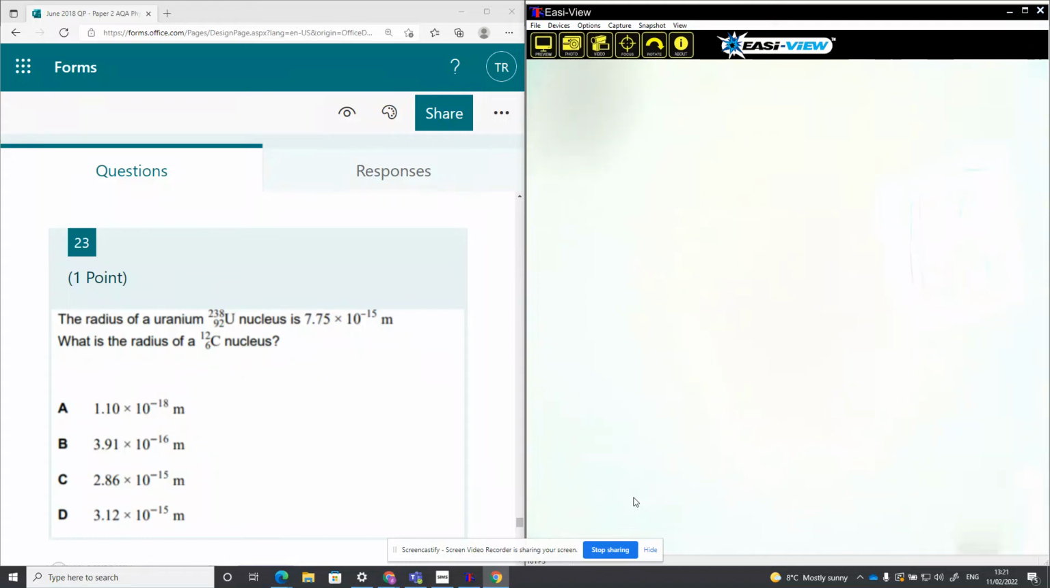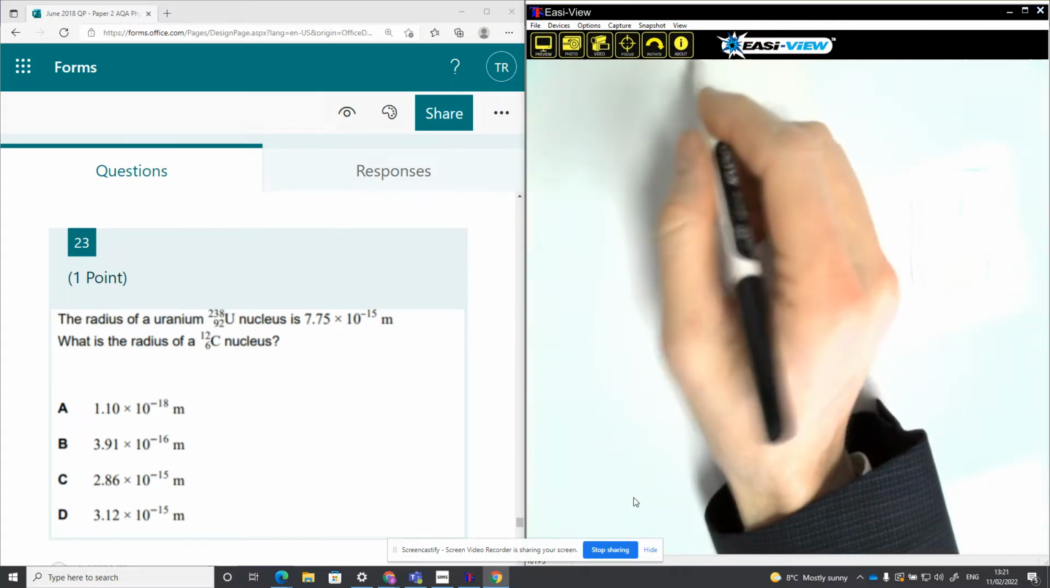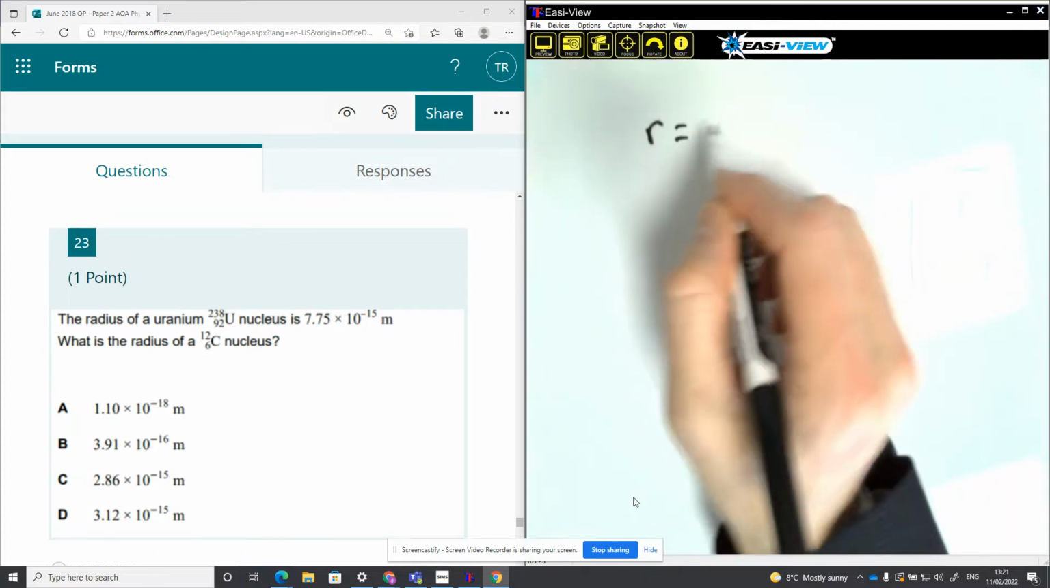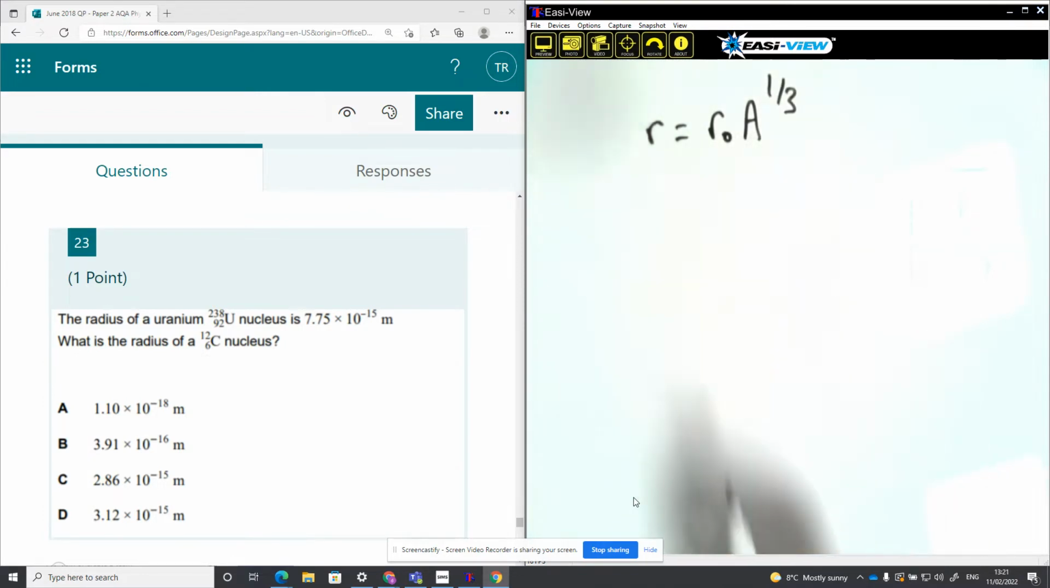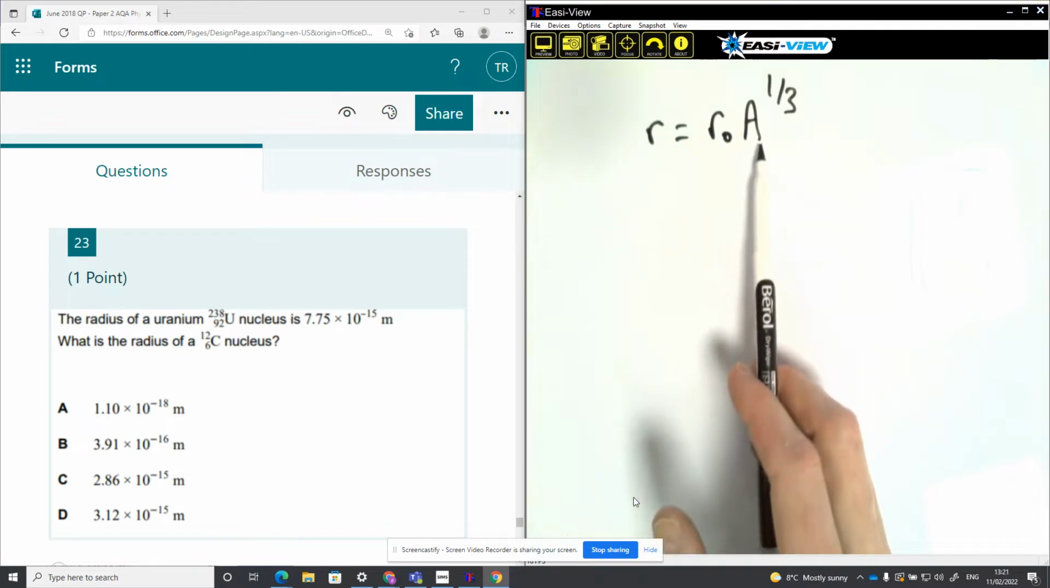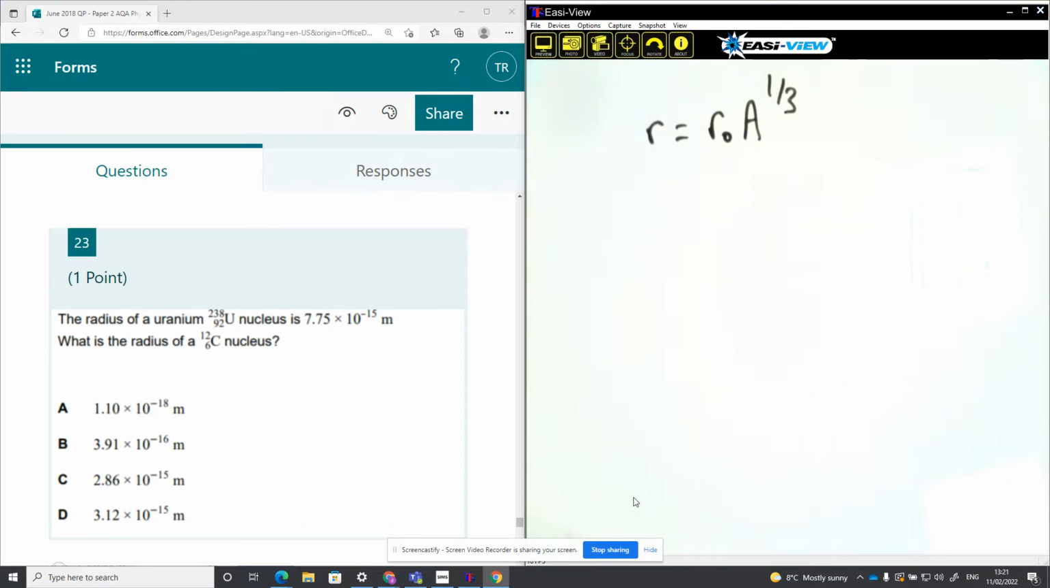This question is about the nuclear radius, and there are a couple of ways of doing it. You could do it from the perspective that, and you're given this in the formula and data book, that r equals r naught A to the third, and you could look at it that it is the cube root of the mass number. So it's related to the cube root of the mass number.